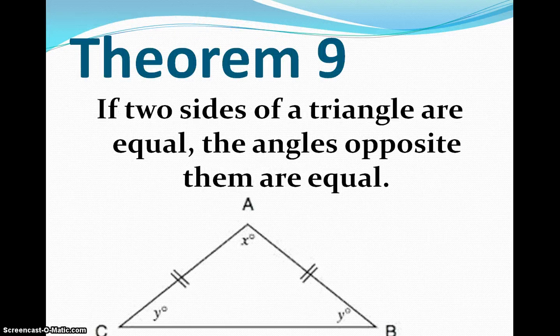So to first start off with, our first theorem in our lesson here is if two sides of a triangle are equal, the angles opposite them are equal. And as you can tell, this is based off of an isosceles triangle because both of the sides are equal. So we can assume that because it's isosceles, I know that the angles are equal as well. And we are going to prove this later on in class.